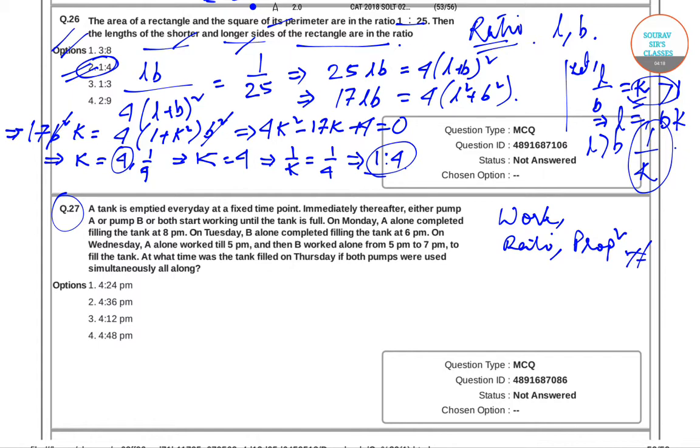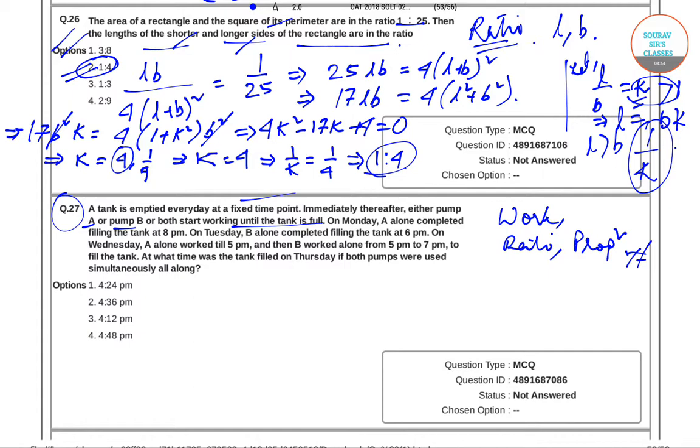The scenario is that a tank is emptied every day at a fixed time point. Okay, a tank is there and it is emptied every day at a fixed time point, and when it is emptied, immediately after that it is filled up. How is it filled up? It is filled up either by using pump A or pump B, or both of them start working until the tank is full. So there are two pumps, pump A and pump B.